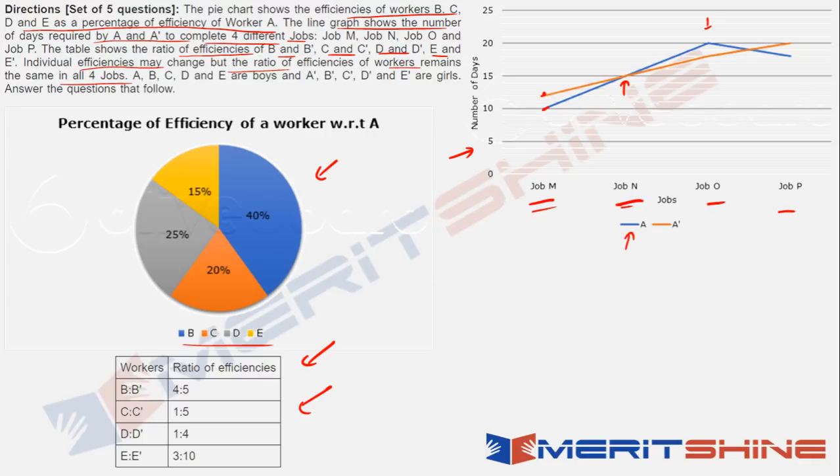So it says that this ratio would be valid across all jobs, but not for A dash. This is the confusing part in this question. If the efficiency of B is 4 here, B dash would be 5. It will be true for all the jobs. But if you look at A dash, it's not true for A dash. Here, for job M, A is more efficient. For job O, A dash is more efficient. So this is how this question is a little different.